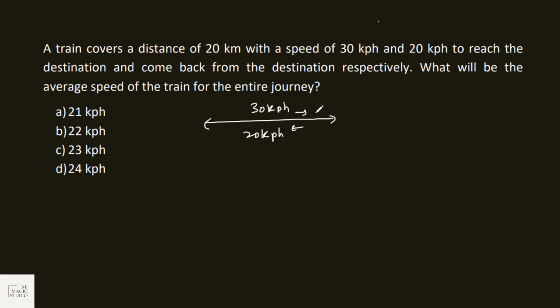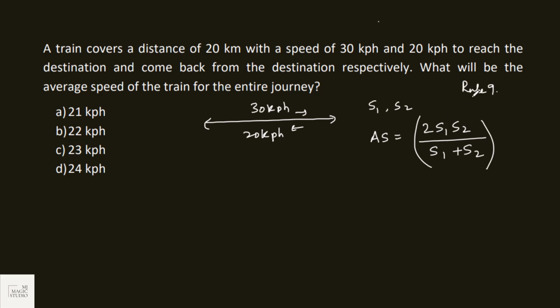In this case, when distance covered is same and we have got two speeds, then average speed formula is 2s1s2 divided by s1 plus s2. Average speed is harmonic mean of the speeds given. Please go through rule 9, hacking the average. Link is there in the description below to delve deeper into what is the logic of getting this formula. We can use this formula straight away.